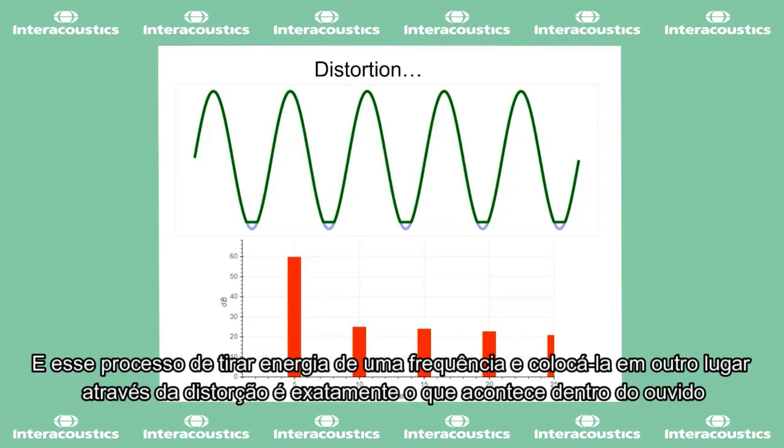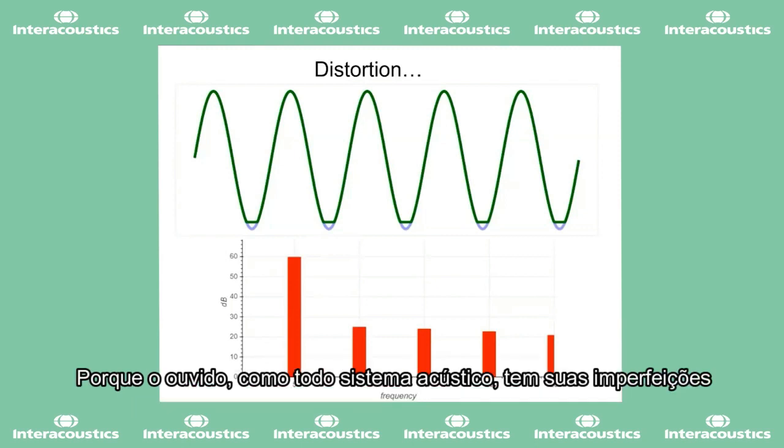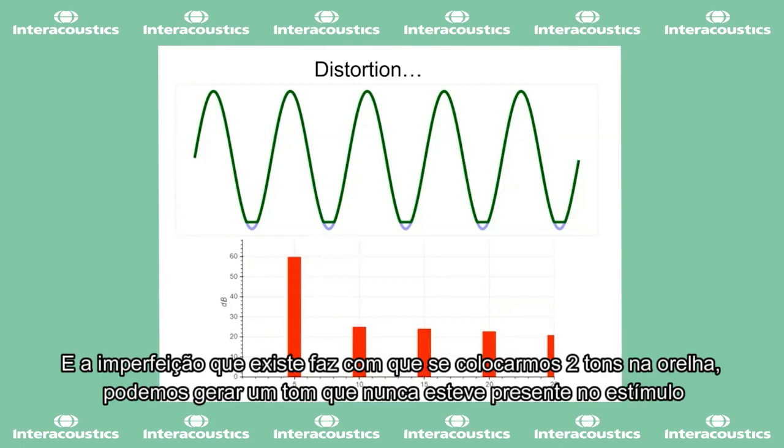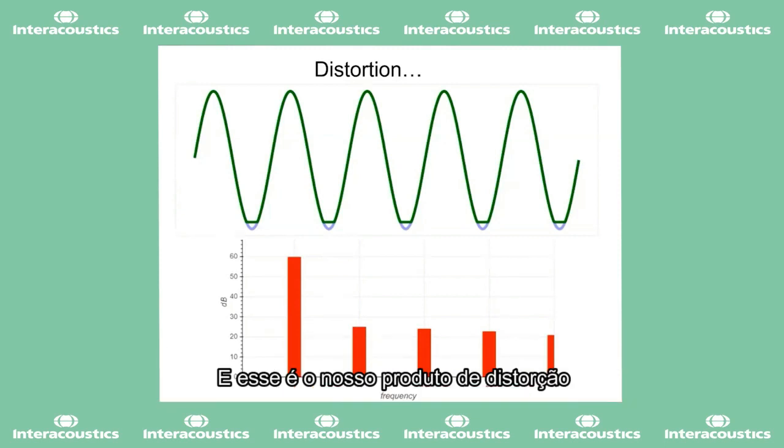And that process of taking energy from one frequency and placing it somewhere else through distortion is actually exactly what happens inside the ear, because the ear, like all acoustic systems, has its imperfections. And the imperfection that exists means that if we place two tones in the ear, we can generate a tone that was never present in the stimulus. And that's our distortion product.